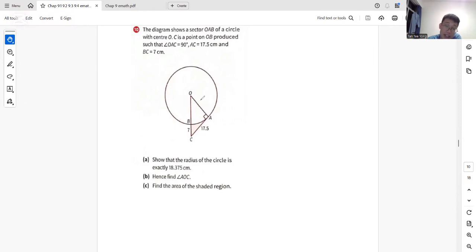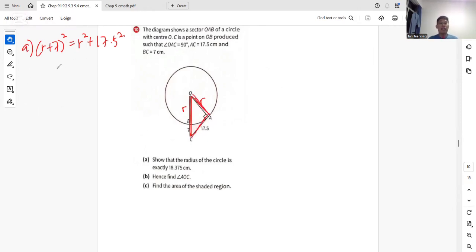So OA is the radius, OB is the radius. If you think about it, we can form an equation using Pythagoras theorem. So for part A, I can say that R plus 7 squared equals R squared plus 17.5 squared. Make sense? R plus 7 squared is the hypotenuse, equal to R squared plus 17.5 squared.